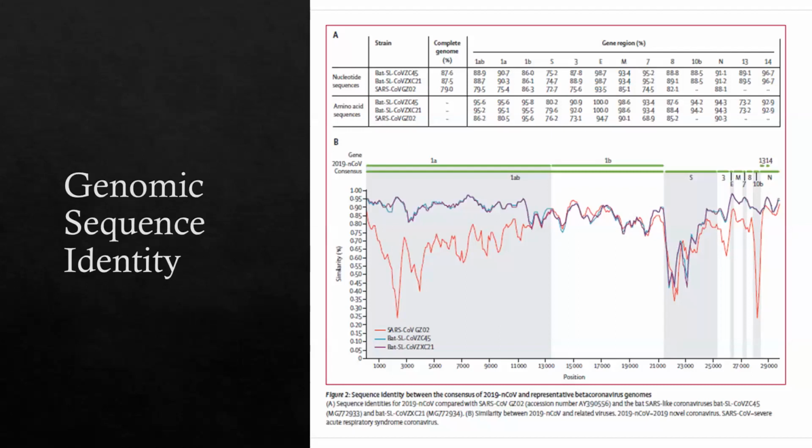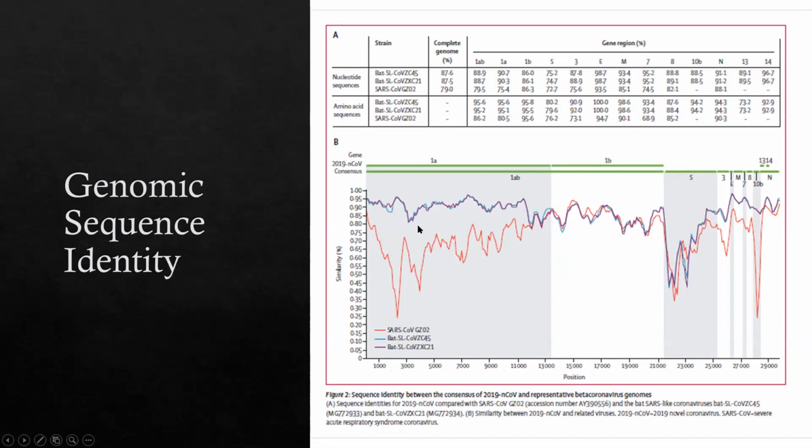So I just thought, this is kind of a busy slide, but it was interesting to look at the sequencing. Up here, you have your gene regions. You have the complete genome that was sequenced from these different viruses. We have our two bat viruses and then our COVID-19 or SARS-CoV-2. And you can see down here, and it gives you the percentage up here of how much overlap there is between the nucleotide and amino acid sequences.